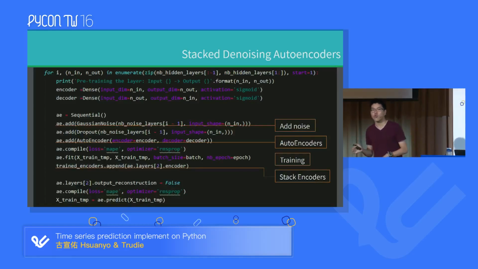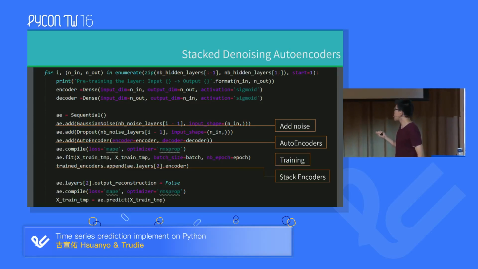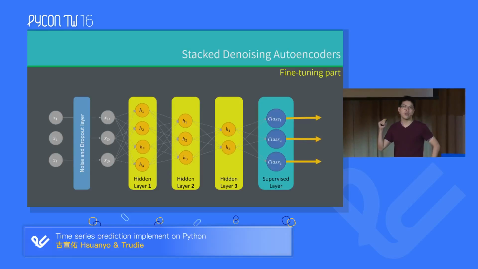And let me show you some code. I implemented it on Keras version 0.3, and TensorFlow 0.8. And you can see that the first thing is I add some Gaussian noise and dropout to make my noise layer, and combine the encoder and decoder into an autoencoder layer, train the model, and then append it into the list. And then you can see there's a for loop containing three things, and the for loop will loop about 3 times. So this will append 3 encoders into the list. And then we come to the fine-tuning part. Okay, the fine-tuning part is easy.